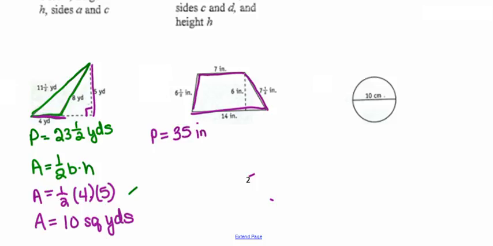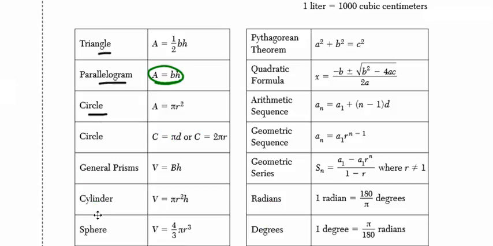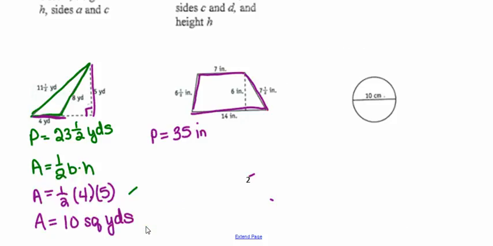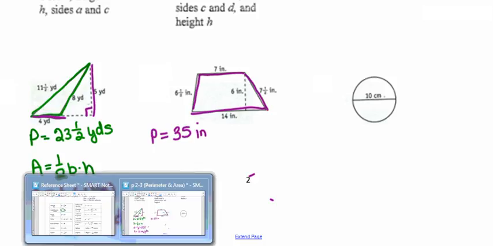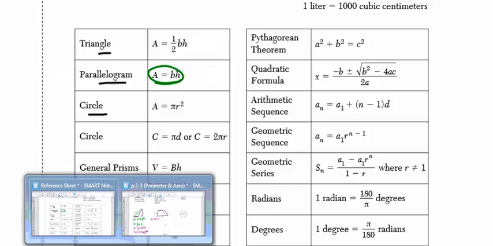And for his area, if we go and look at the reference sheet, we notice that the formula for the area of a trapezoid is not on the reference sheet. So you have a couple different choices here. You can break him up into some triangles and some rectangles and add the areas together. That sometimes works. But notice that every single one of the area formulas for all of these parallelograms is either base times height or some variation of base times height. The triangle's a half base times height because the triangle's actually half of a rectangle.